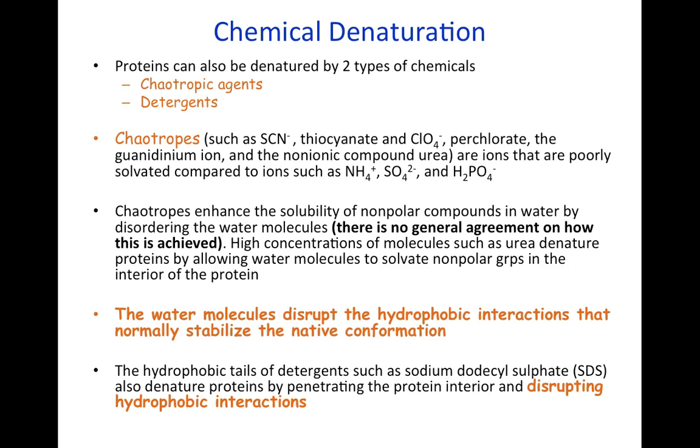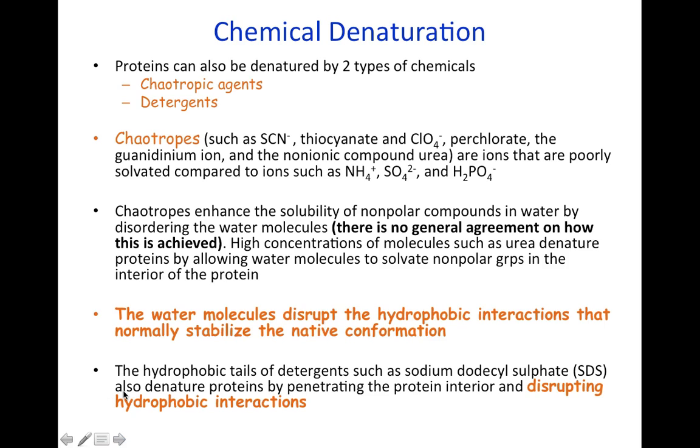So for example, in the exam, if I ask you what is the role of urea in protein chemistry, what you should say right away is that urea is a chaotrope, and a chaotrope will disrupt the hydrophobic interaction. Therefore, the protein will lose its tertiary structure and it will lose its activity as well, if it's an enzyme, that is.